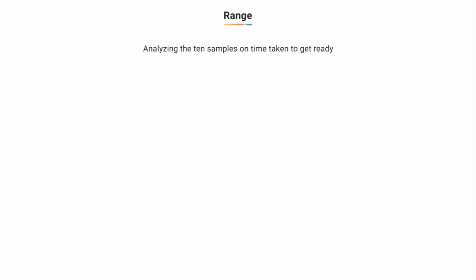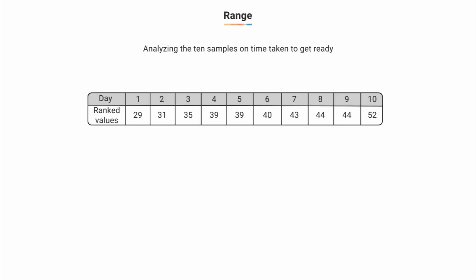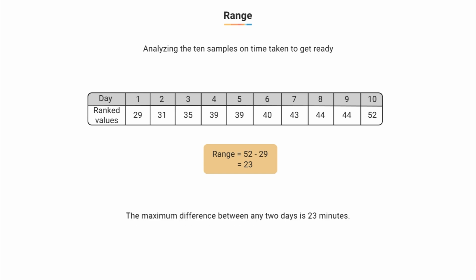Calculating the range, we will further analyze the sample of 10 get ready times. We have already seen this dataset. To compute the range of this dataset, first we'll rank the data from smallest to largest as we have shown in the table here. As per the formula discussed earlier, the maximum value, which is 52, minus the minimum value, which is 29, the range is 23 minutes. The range of 23 minutes indicates that the largest difference between any 2 days in time to get ready in the morning is 23 minutes.